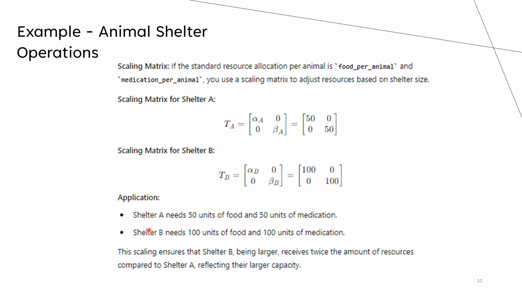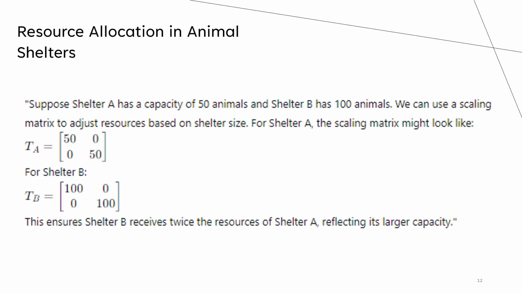We can see that shelter A needs 50 units of food and 50 units of medication, and shelter B needs 100 units of food and 100 units of medication. This scaling ensures that shelter B, being larger, receives twice the amount of resources compared to shelter A, reflecting their larger capacity. So given this scaling matrix, we can easily see that shelter B needs twice the amount than shelter A.